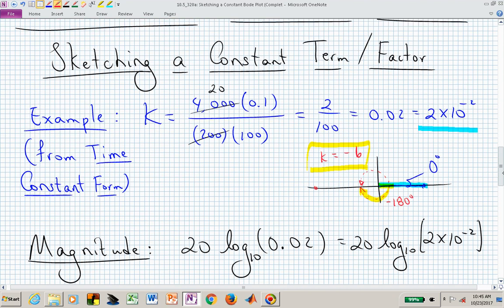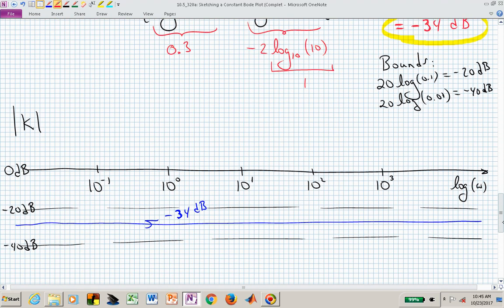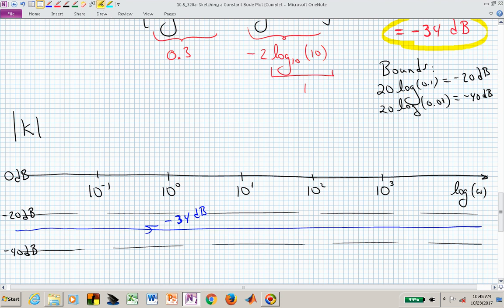If our gain k was, let's say, 10, then we would have 20 log of 10. Log of 10 is 1, so we would have 20 dB. And now we would have something that's up here at 20 dB for all frequencies. I'm going to go ahead and remove that because people will wonder what that's for if they now see this video. But that's now where you would sketch this magnitude's Bode plot contribution on the Bode plot axis or on the log of omega frequency line.